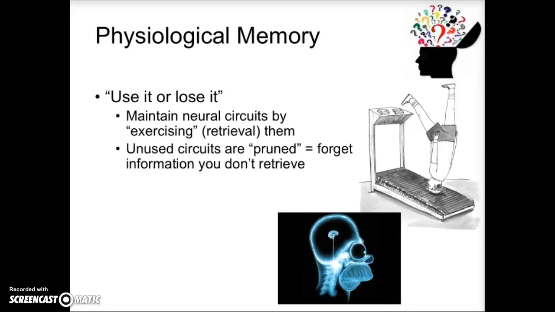If we don't exercise, then those unused circuits are going to get pruned and we're going to forget information. So if you don't quiz yourself, if you don't use those retrieval-based study strategies, you're going to lose those memories. Because memory is stored biologically, it's also really important that you take care of those neurons and the brain. And we'll talk about that more in the next section.